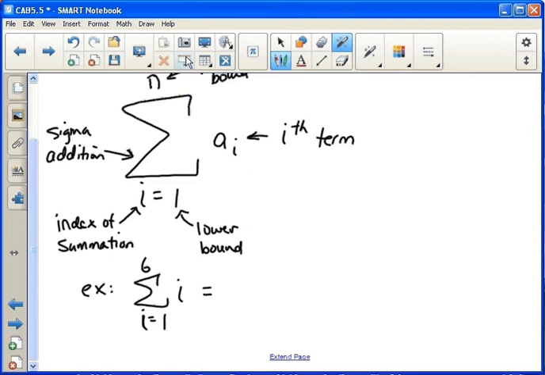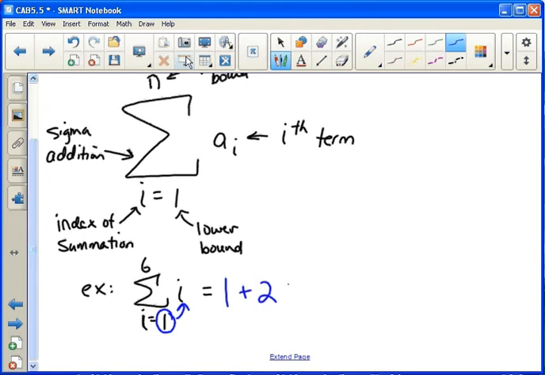So we just have simply the equation i. We take the bottom number, which in this case is 1, and we plug it into i. So we just get 1. And then you always just go up by 1 every time. We just use whole numbers. So then we plug in 2, then we plug in 3, then 4, then 5, then 6. Once you have plugged in this last number, you quit. So I simply add up 1 plus 2 plus 3 plus 4 plus 5 plus 6, and my answer is 21. So what that sigma notation is really saying is add up every integer from 1 to 6.